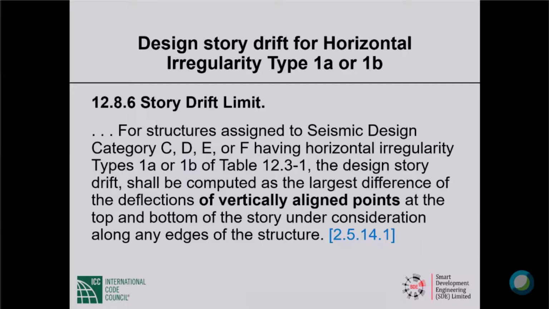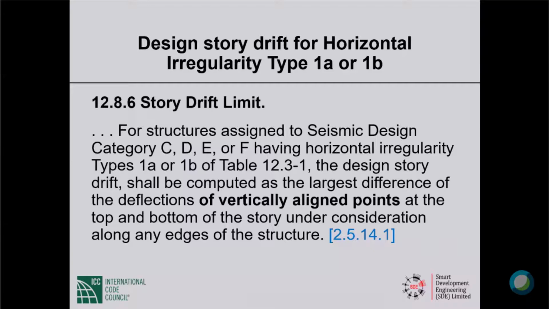The second is how we compute interstory drift. For structures assigned to design category C or D, having horizontal irregularity type 1A or 1B, the design story drift shall be computed as the largest difference of the deflections of vertically aligned points at the top and bottom of the story under consideration along any edges of the structure.